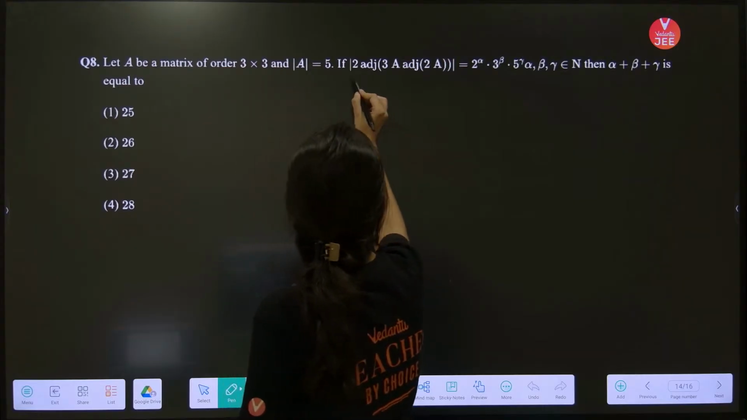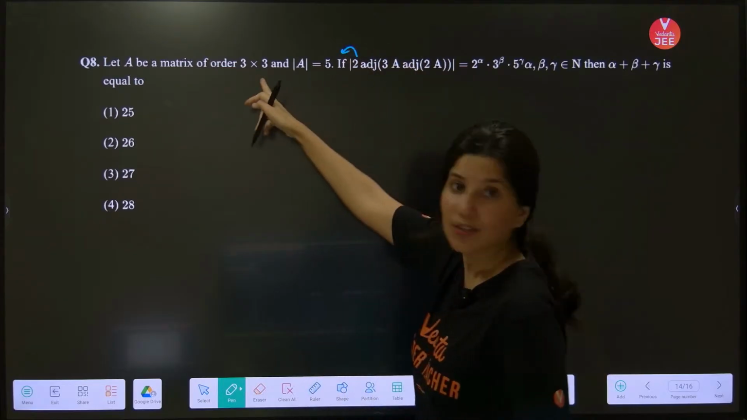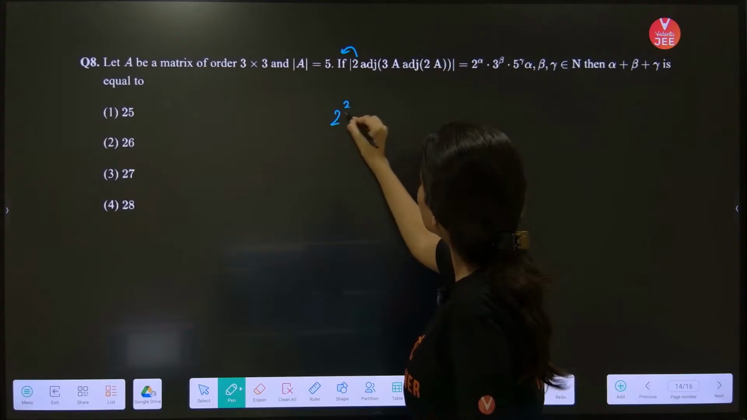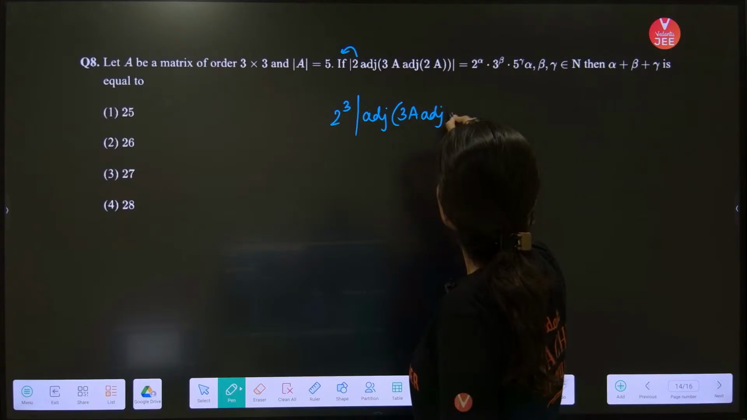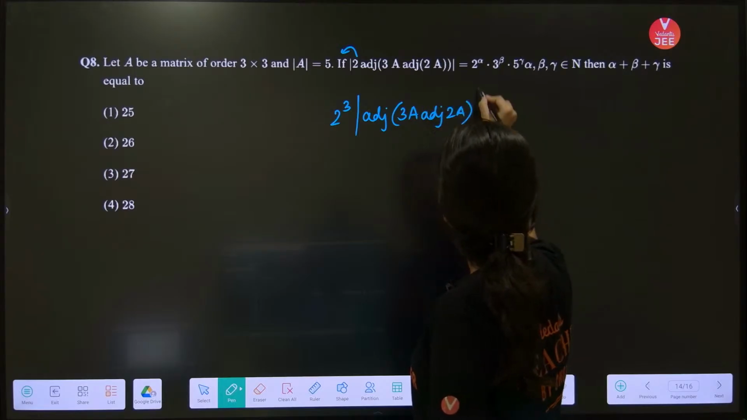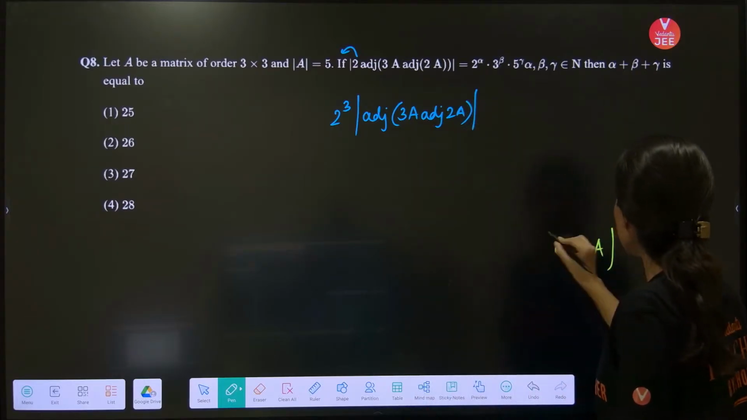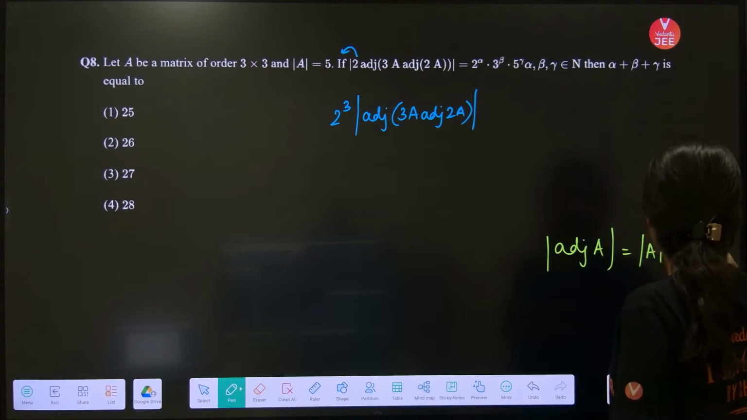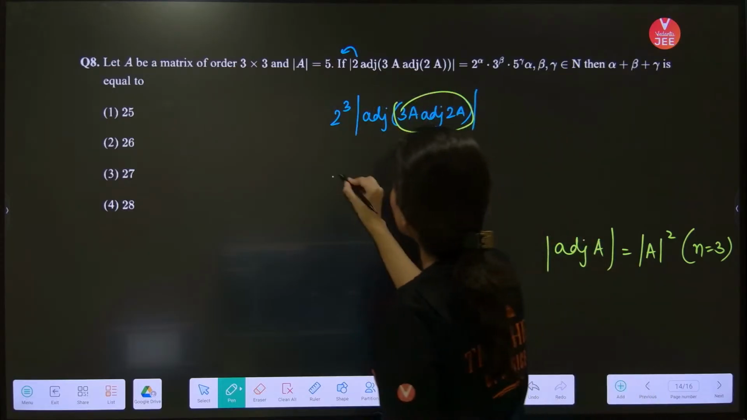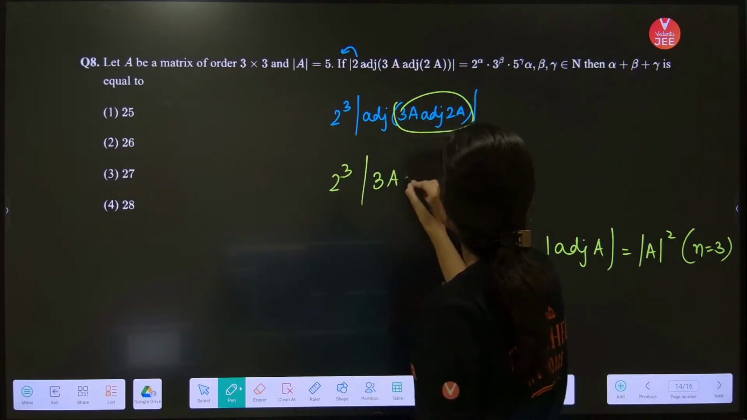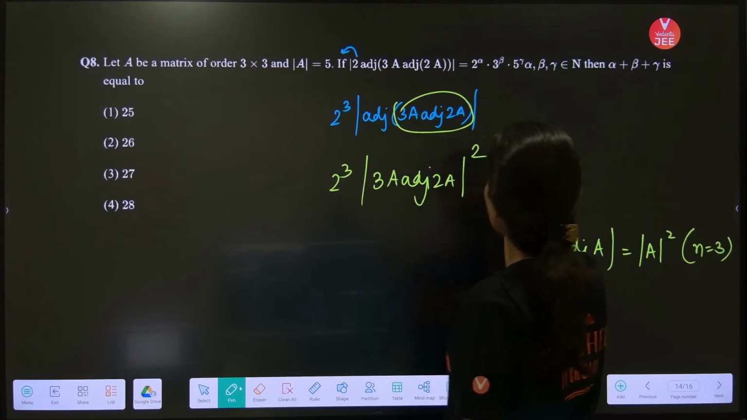Again, similar type. So this is it. This 2 will come out, because 3 cross 3 is 2 cube. 2 cube, determinant adjoint of 3A adjoint 2A. Now, determinant of adjoint of A is nothing but determinant A square for order 3. Same, adjoint of anything will be nothing but so 2 cube, this is 3A adjoint 2A whole square.